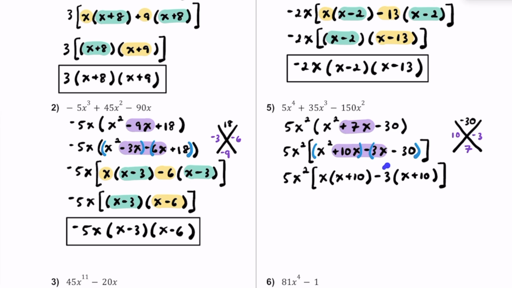Okay, again, this would be negative 3x, which matches here. This would be negative 30 if you multiply, which is what we have here. So notice how the x plus 10s match here. So you can go ahead and keep factoring. And then we have these x minus 3 here as well.